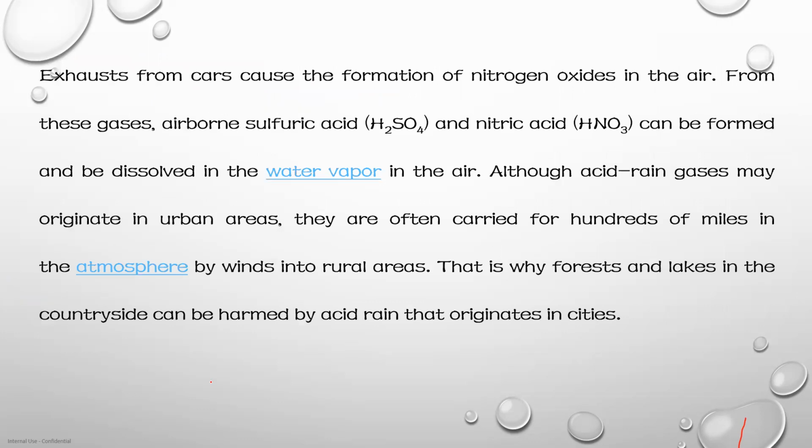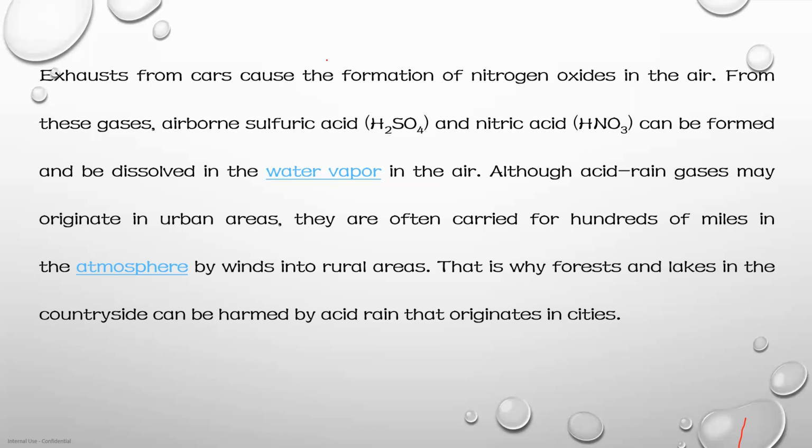Exhaust from cars causes the formation of nitrogen oxides in air. From the gases, airborne sulfuric acid and nitric acid can be formed and dissolved in water vapor in the air. Now, when it is reacting with water, it is forming these extremely strong acids. Correct. Now, when these acids are formed, these acids are there in the atmosphere and come down as acid rain.